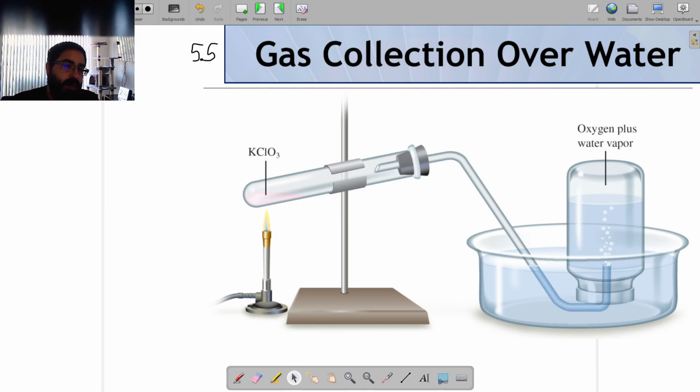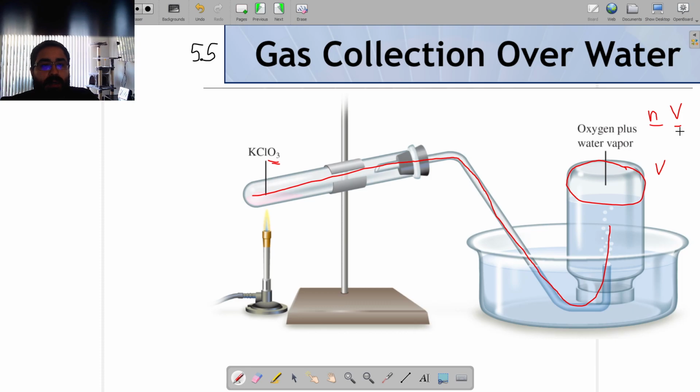In this experiment, we have potassium chlorate, and it is being heated. This is the thermal decomposition of KClO3, and that's going to release some oxygen. It's going to send it this way through the tube, and we're going to collect it. The more gas that comes out, the bigger the volume. That's Avogadro's law, the relationship between the volume and the moles. So we're adding more moles, and we're adding more volume.